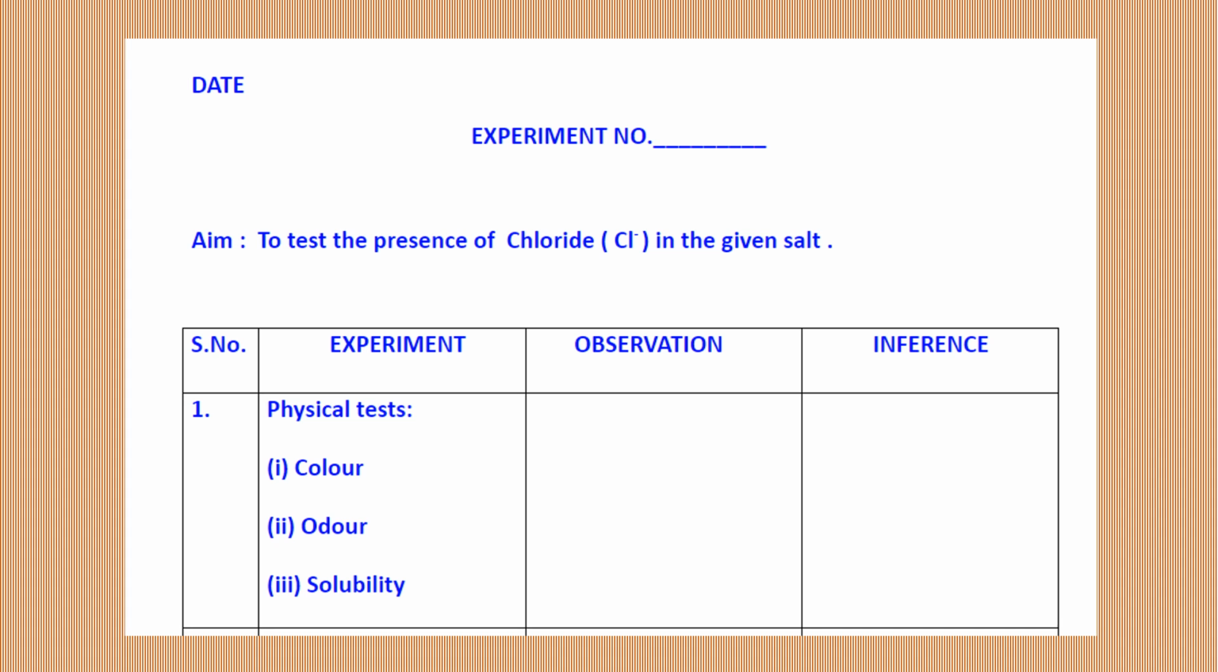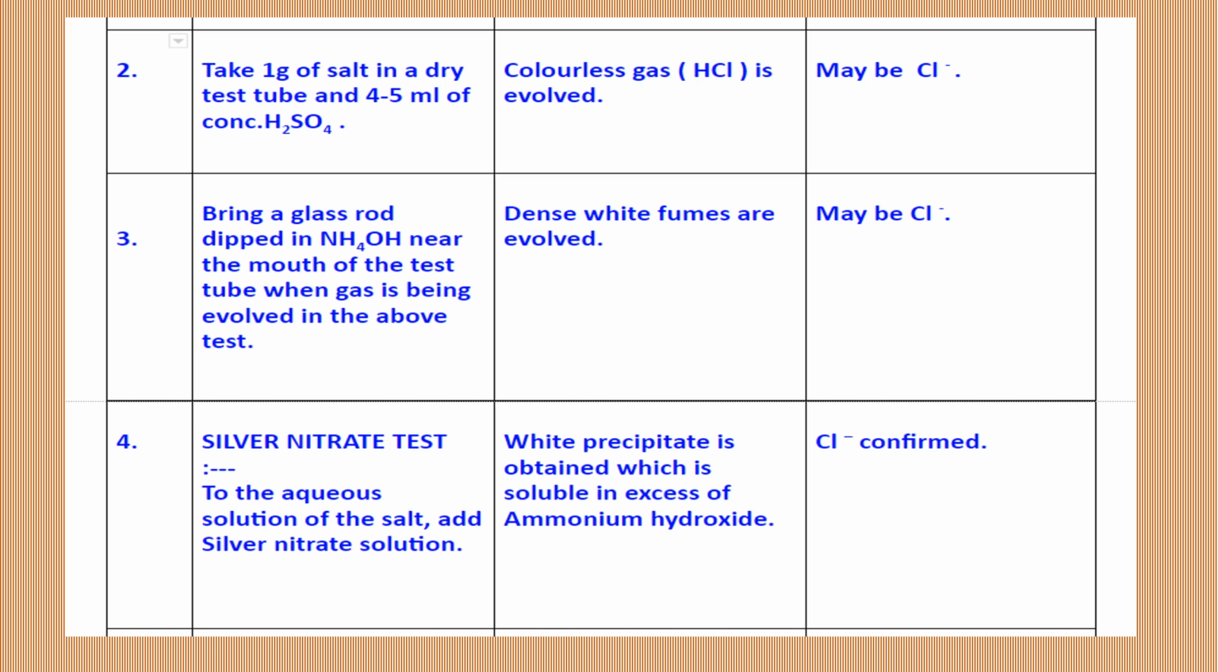So the first ion that I am going to discuss with you is chloride ion. This would be experiment number 5 in your file. Here the aim is to test the presence of chloride ion, and as we have discussed earlier, the physical test would be written when you actually use the salt which is provided to you in the lab. You will see the color, and if there is a particular smell. You will also check solubility in water. So here the chemical tests are starting.